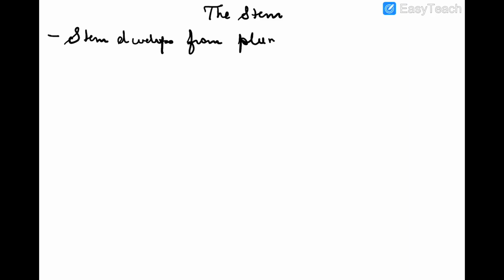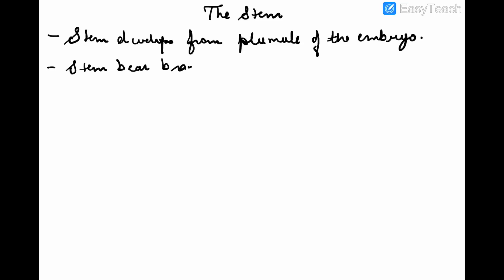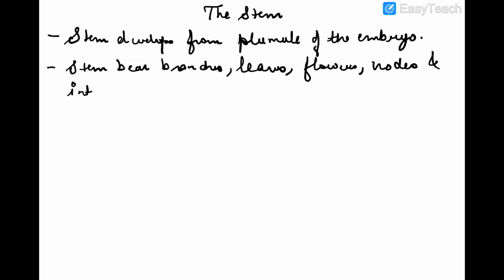Now let us talk about the stem. The stem develops from plumule of the embryo. Similarly, as root develops from radicle of the embryo. Stem bear branches, leaves, flowers, nodes, and internodes.